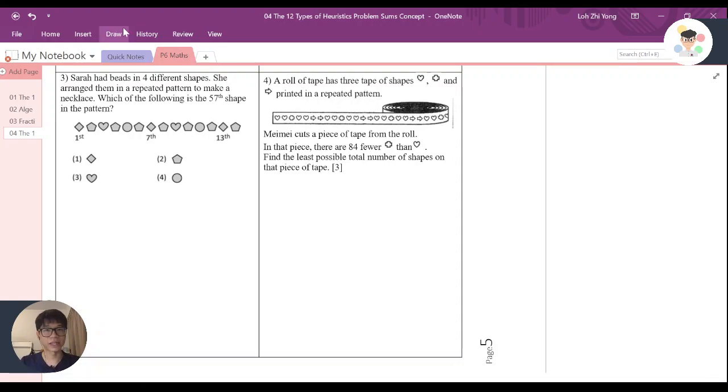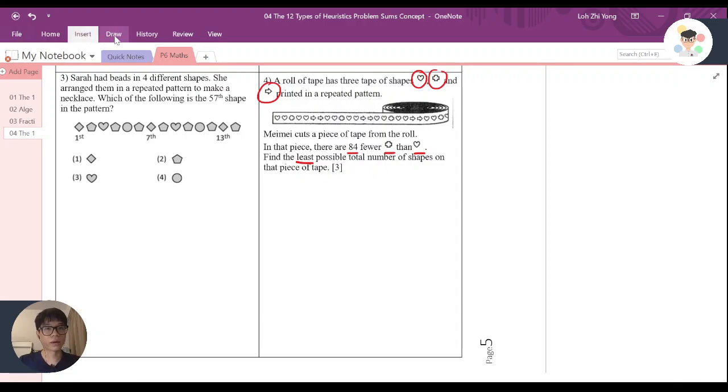Here it says that the roll of tape has 3 types of shapes. As you can see, we have a love shape, a cross shape, and an arrow shape, printed in a repeated pattern. Maybe we cut a piece of tape from the roll, and in that piece there are 84 fewer crosses than the heart shape or the love shape. Find the least possible total number of shapes on that piece of tape.